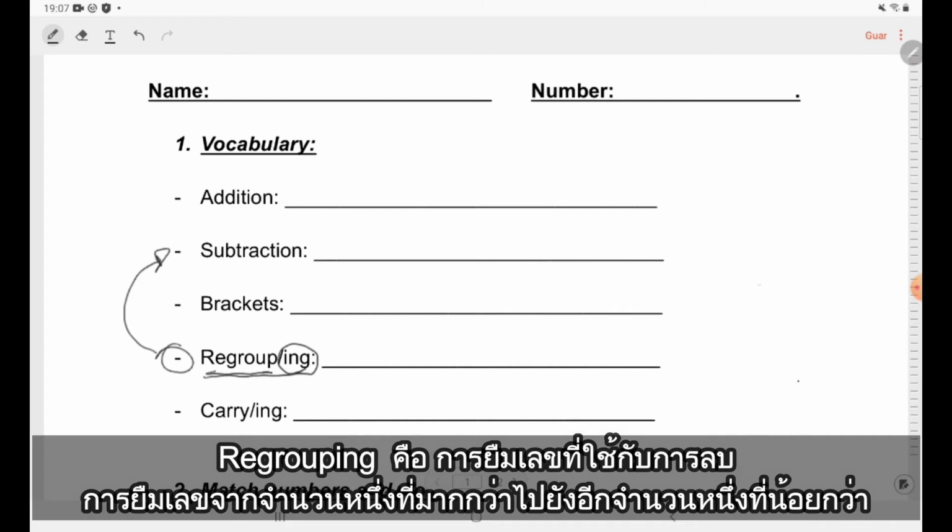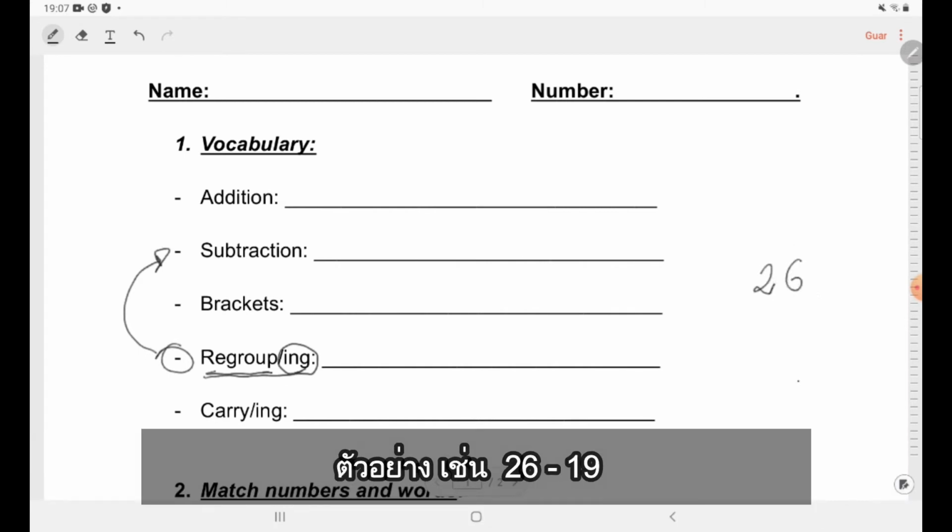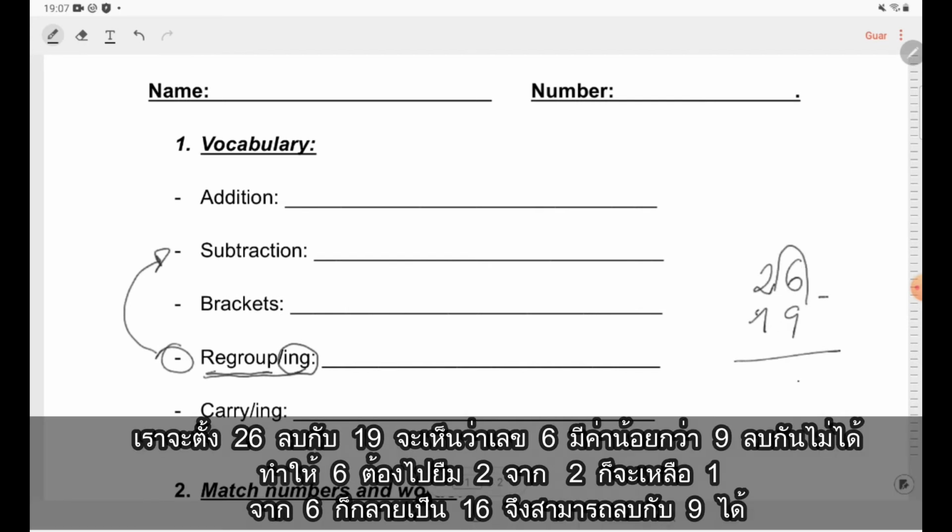For example, 26 minus 19. Okay, so first in the first place, in the ones place, we have 6 minus 9. As you know, 6 is less than 9, so we cannot make this subtraction. So what we need to do, we need to borrow.